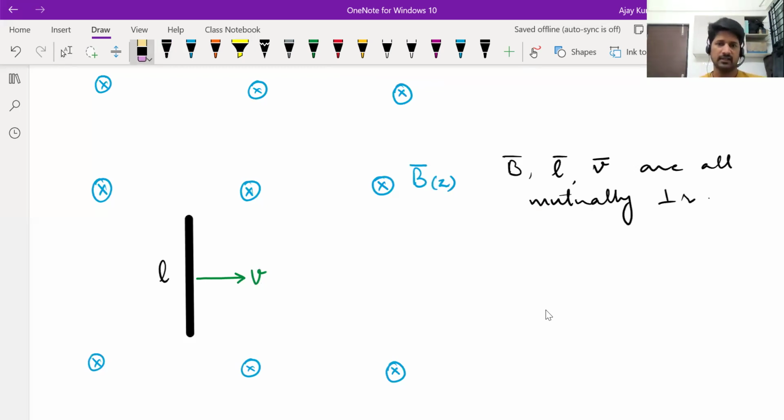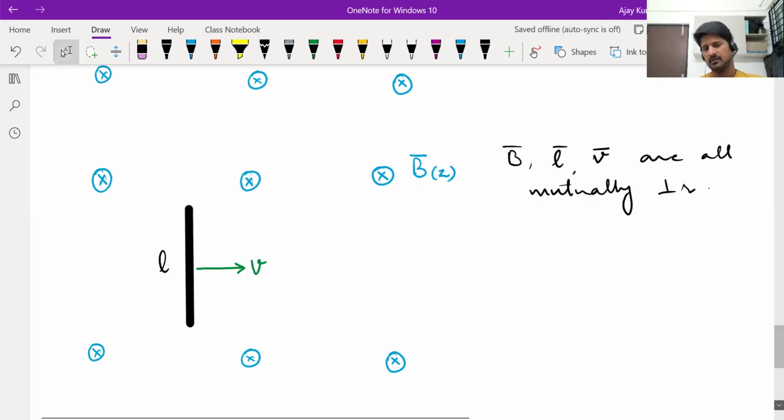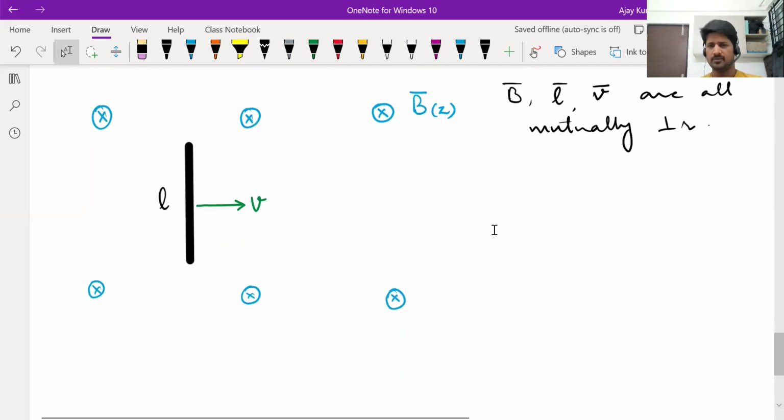Now see, this is a conducting rod. Any object will have atoms inside it, will have protons, electrons, neutrons inside it. What is the difference between a conductor and an insulator?